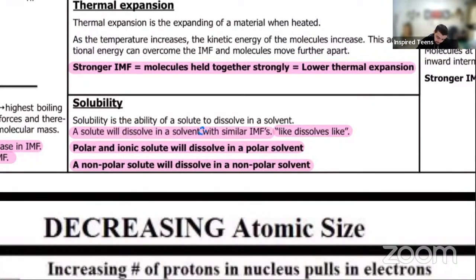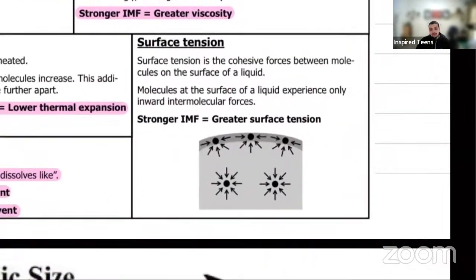Okay, so these are the key important takeaways. A solute will dissolve in a solvent with similar intermolecular forces, like dissolves like. Hydrogen bonding dissolves in hydrogen bonding. Okay, then we have polar and ionic solute will dissolve in polar. So polar dissolves in polar. And a non-polar solute will dissolve in a non-polar solvent. Non-polar dissolves in non-polar. Let's look at the last one, surface tension.